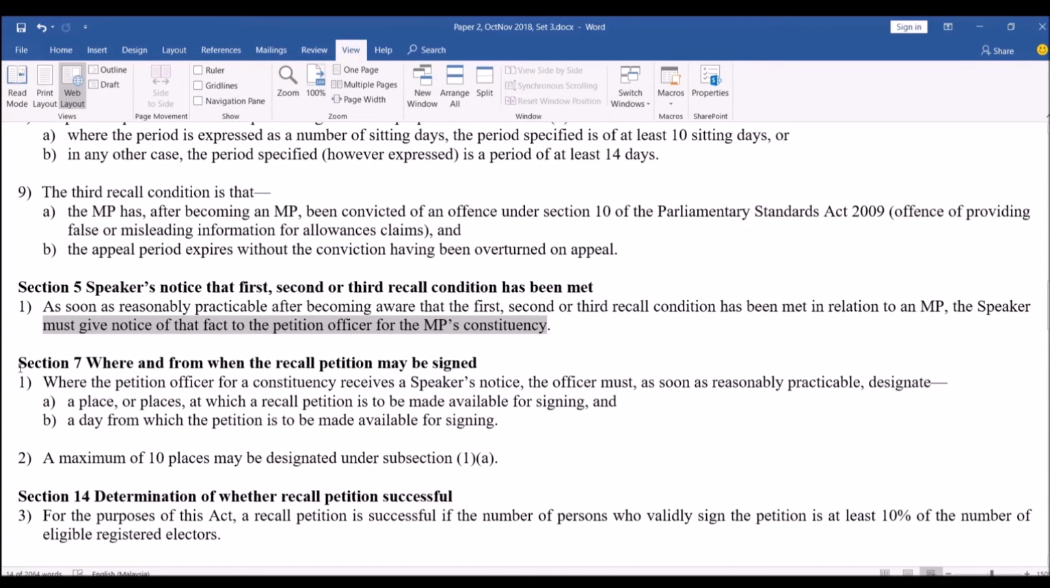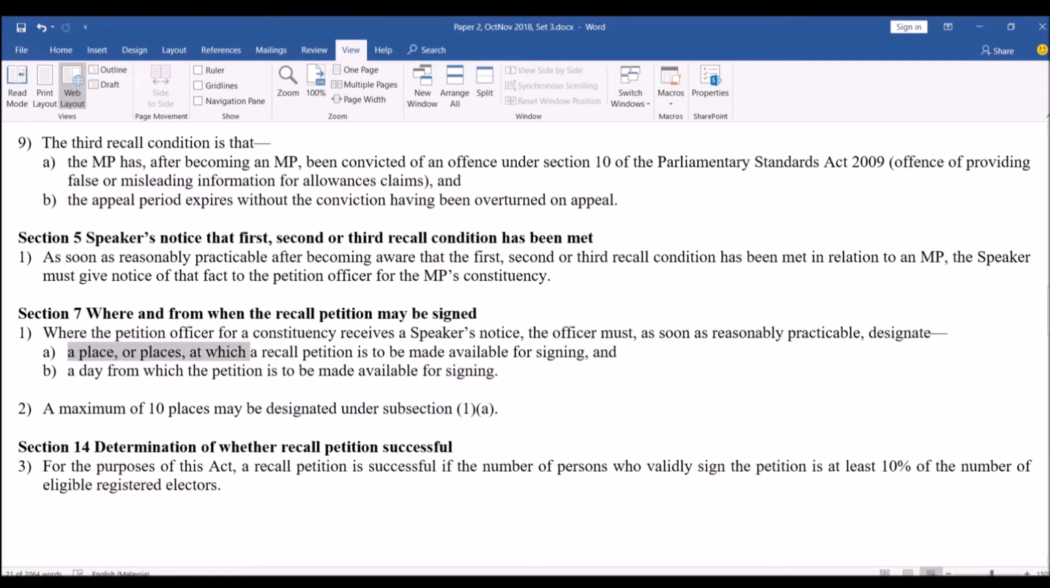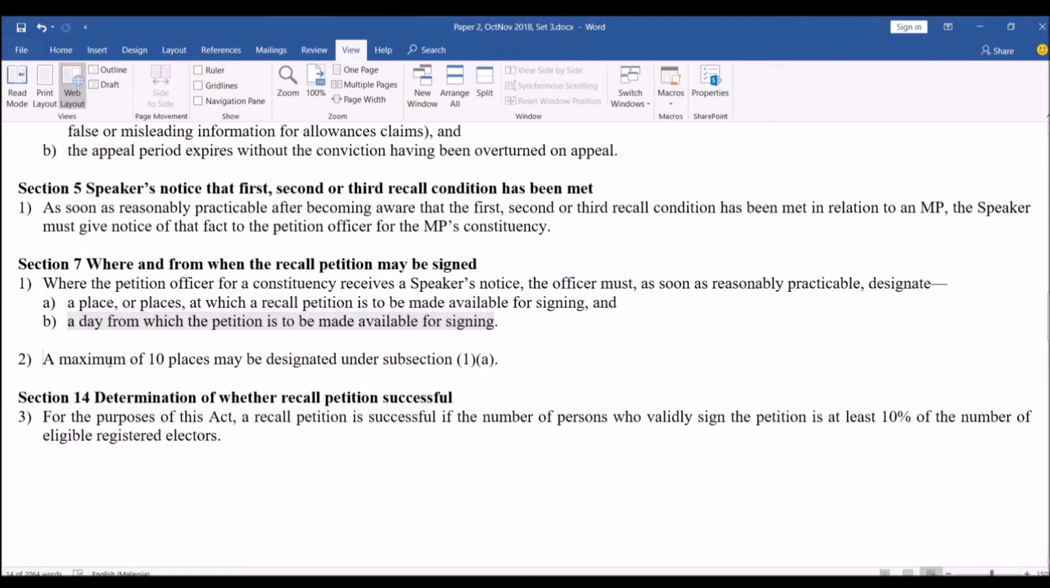Alright. Okay, next. Section 7. Where and from when the recall petition may be signed. Sub 1. Where the petition officer for a constituency receives a speaker's notice, the officer must, as soon as reasonably practicable, designate sub A, a place or places at which a recall petition is to be made available for signing, and sub B, a day from which the petition is to be made available for signing. Then sub 2, a maximum of 10 places may be designated under subsection 1 sub A.